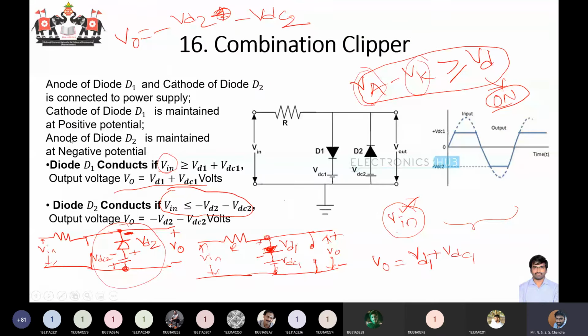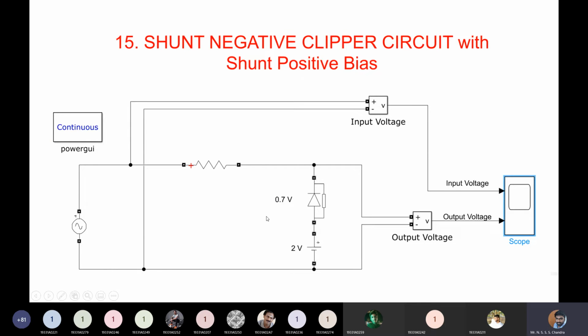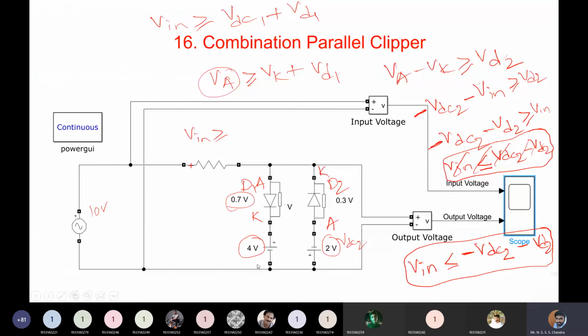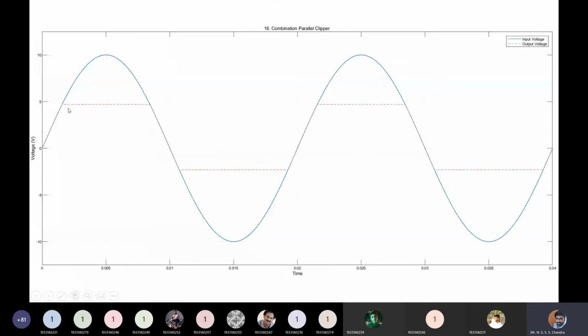So what is its value when D1 is conducting? When D1 is conducting, 0.7. So it is VD1 plus VDC1, that is 0.7 volts plus 4 volts. I've taken 0.7 and 4. So it's 0.7 plus 4 volts, that's equal to 4.7 volts. So I'm getting around 4.7 volts over here.